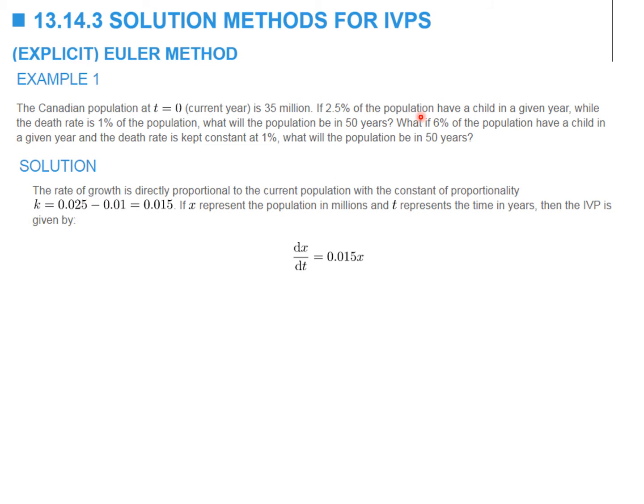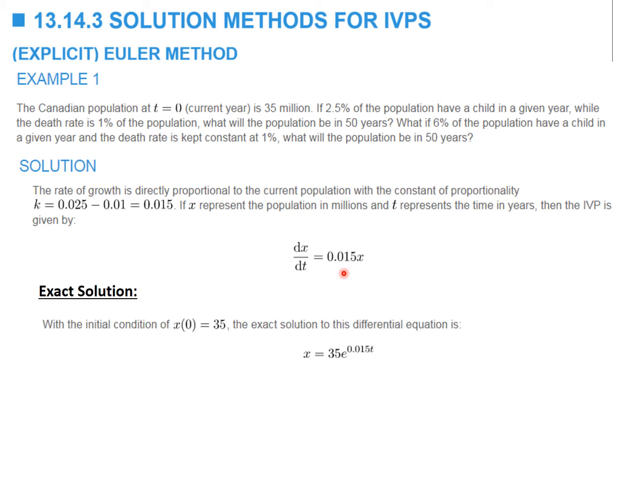All right. So the rate of growth will be equal to the 2.5%, which is the birth rate, minus the 1%, which is the death rate. And so the rate of increase is 0.015. And so the rate of change, dx by dt, how much the population increases per year, will be equal to 1.5%, which is 0.015 multiplied by the actual population.